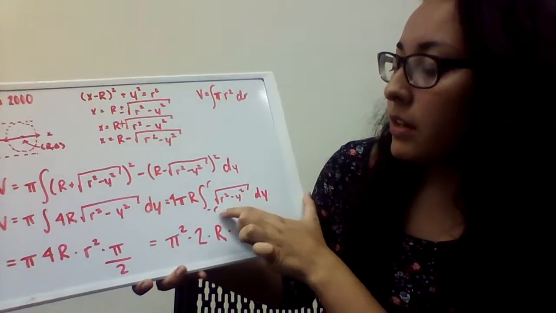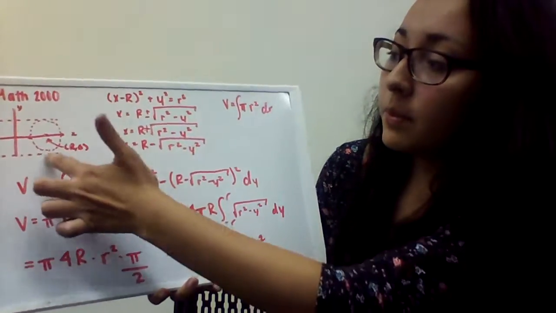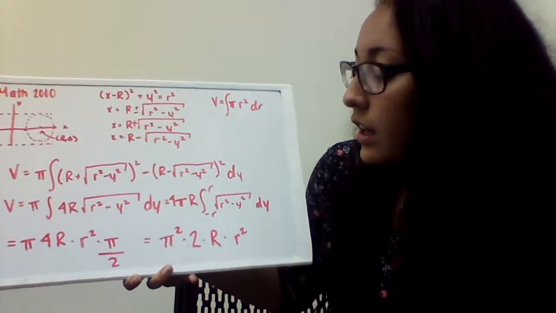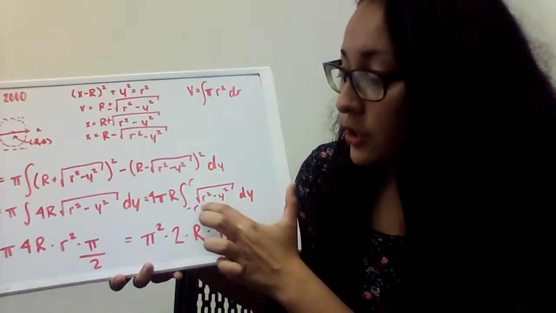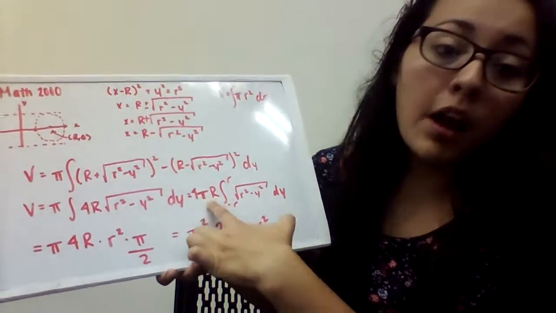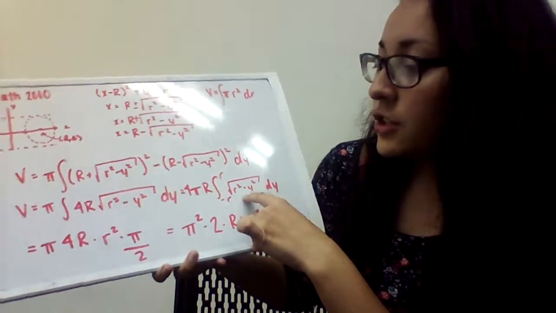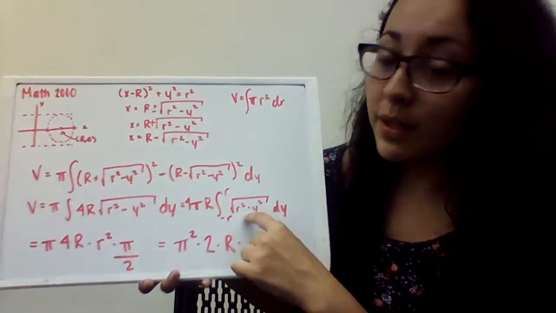And then now I put the bounds, and I'm going to show you what the bounds are. It's negative r to r. Remember when I talked about it before? And then I just put in what I originally had, and I just put 4 pi R out because they're going to be constants. And I just had the square root of r squared minus y squared.